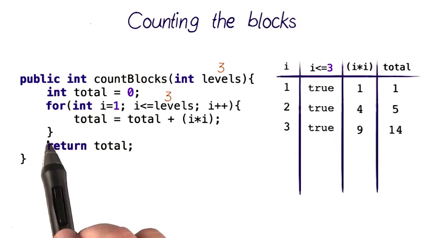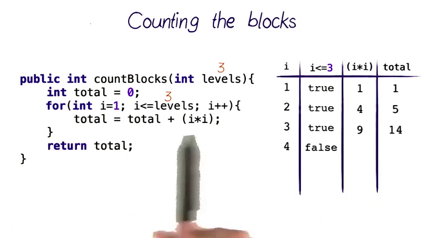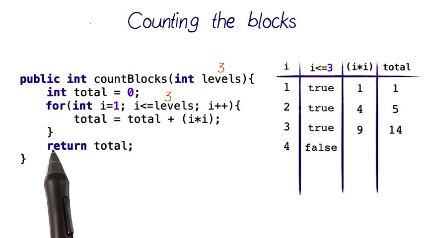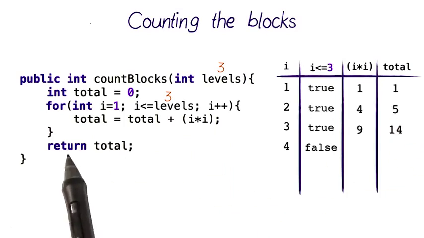So we reach the end of this loop, go back up, add 1 more to I, and then we do this condition again. Is 4 less than or equal to 3? Nope, it's not anymore, so we do not step into that loop anymore, and we just skip down here to return total. So the value of total at that point is 14, which is the output of this function. That is if the input is 3.